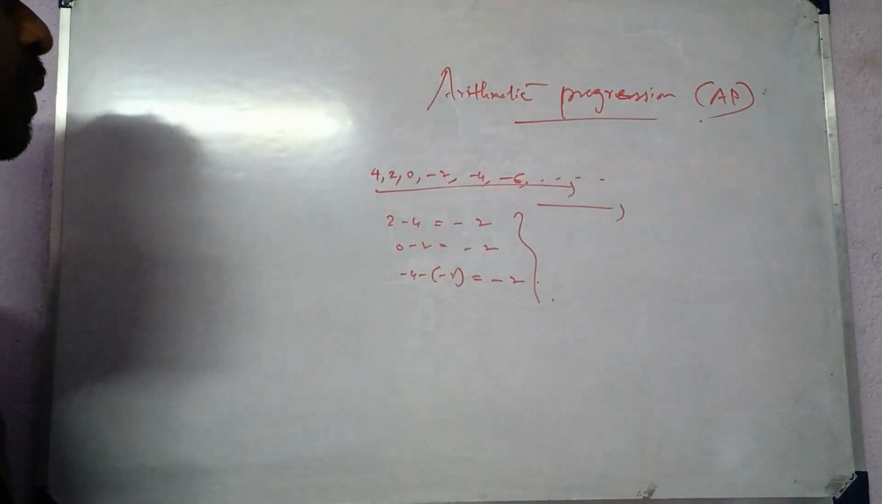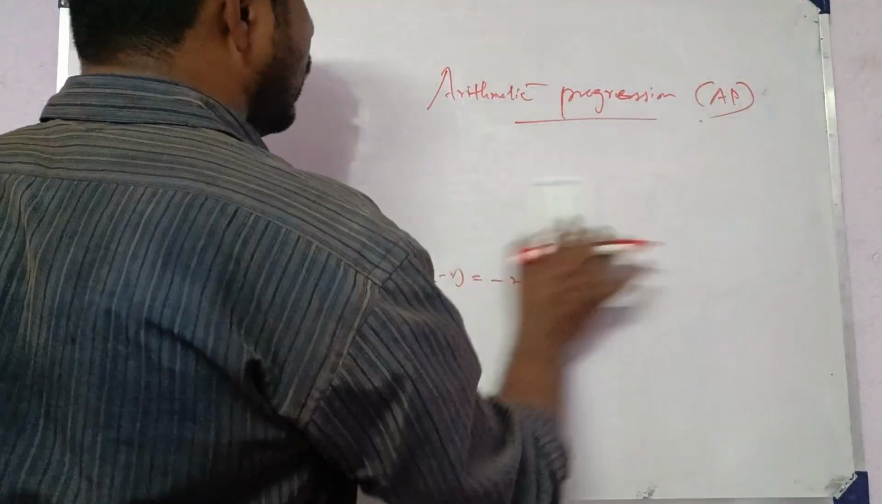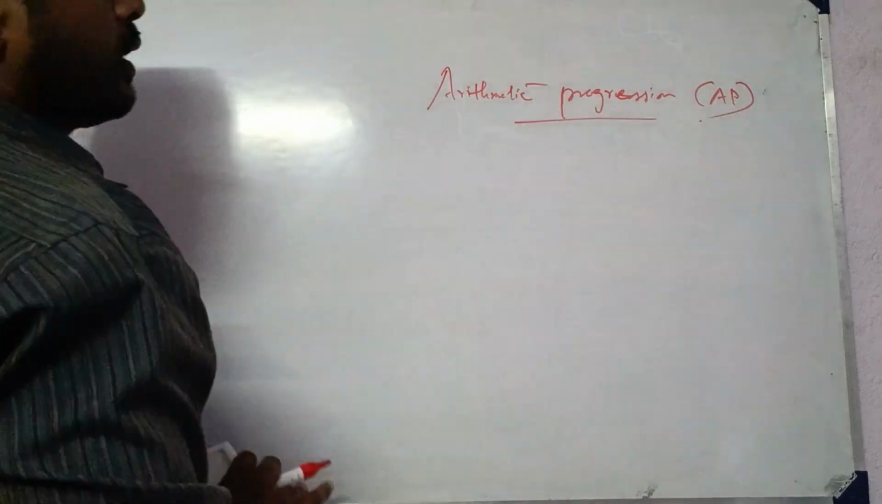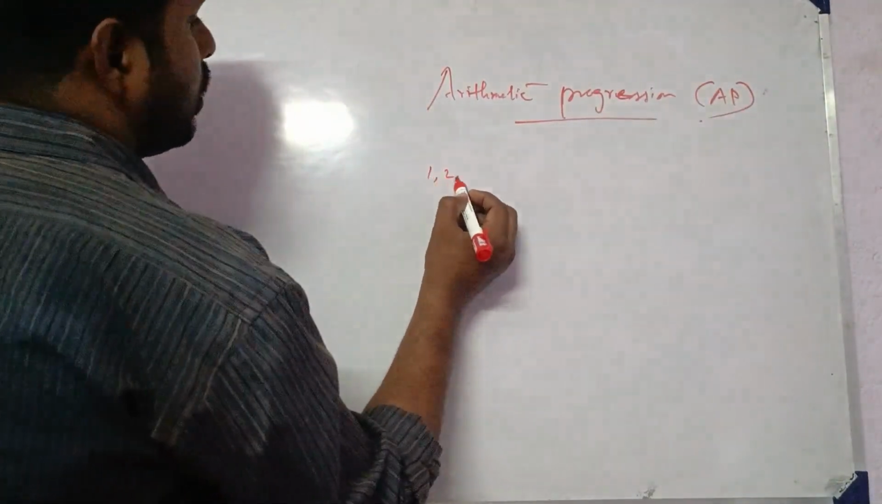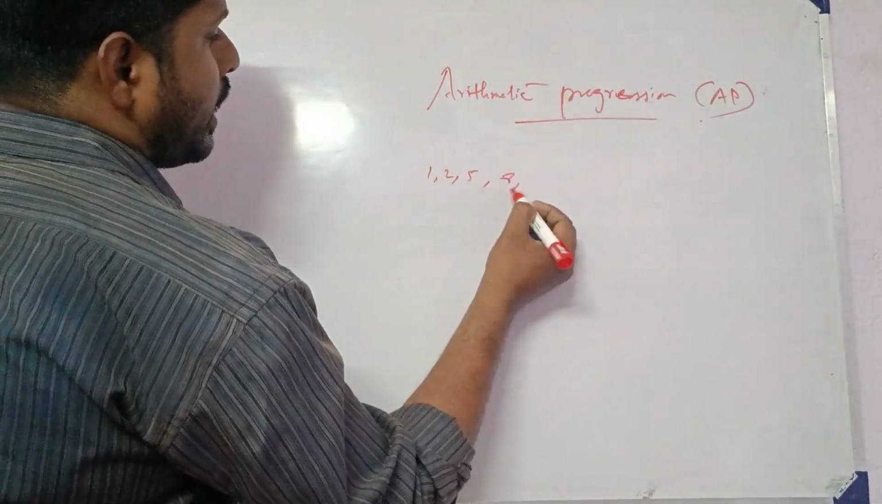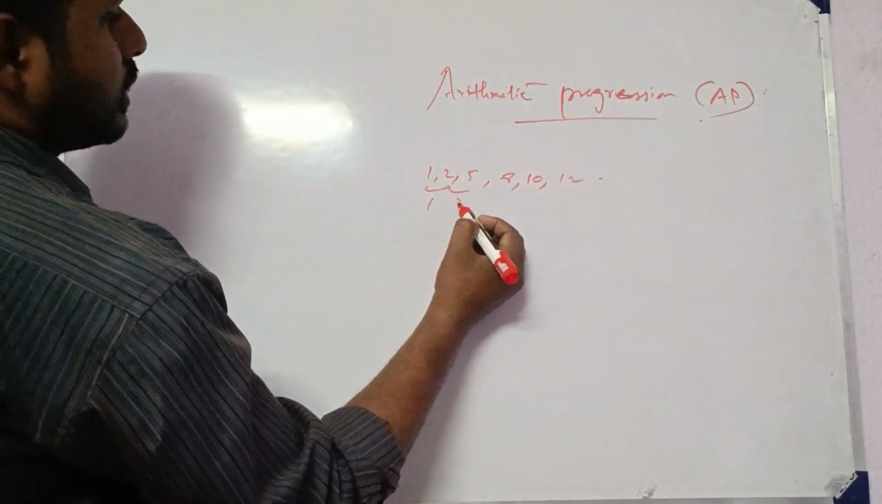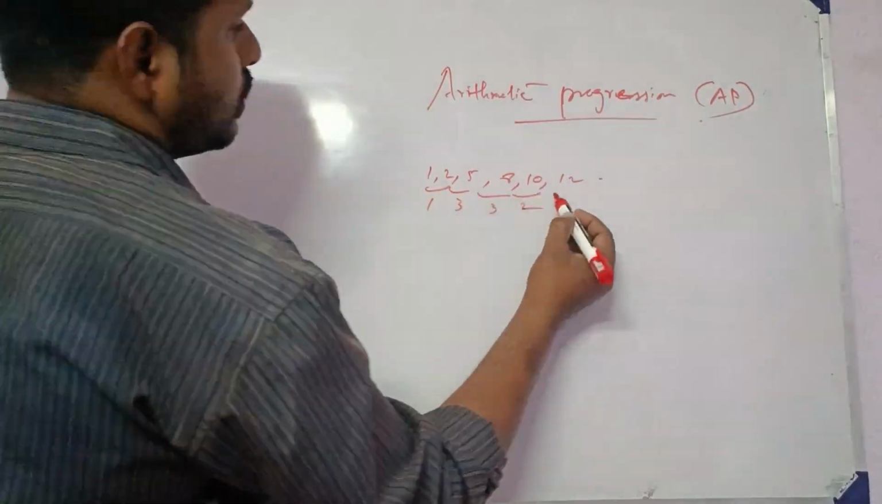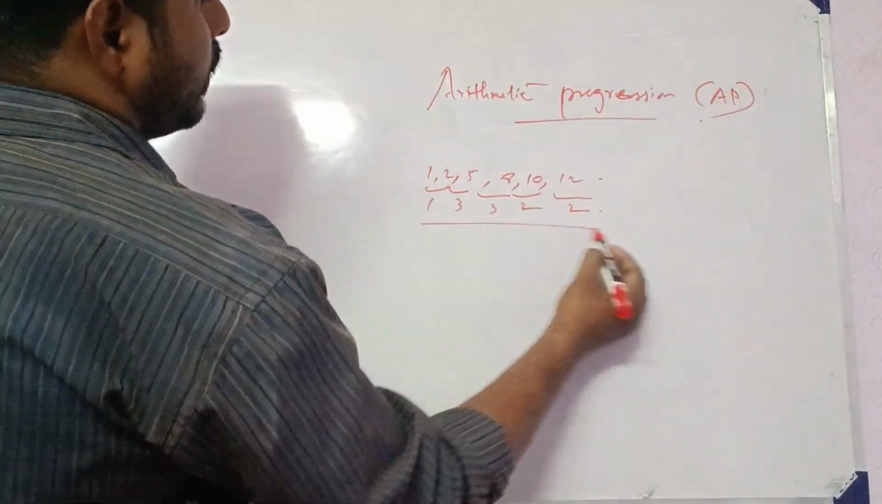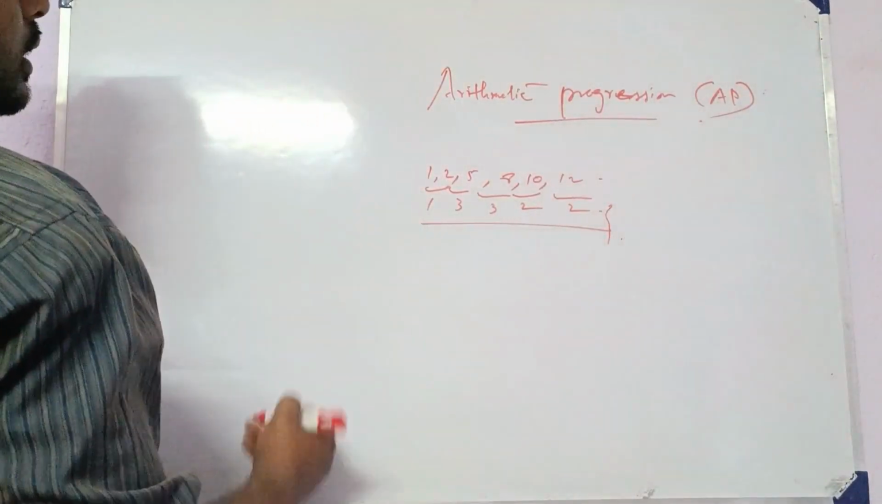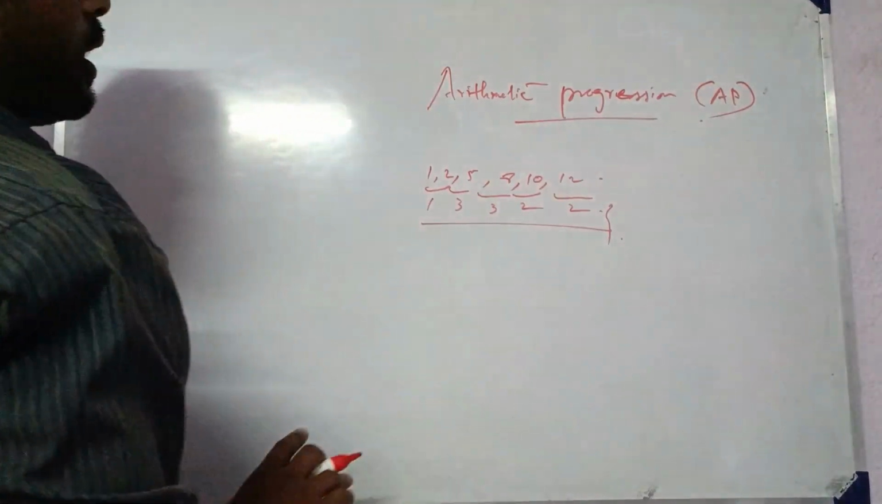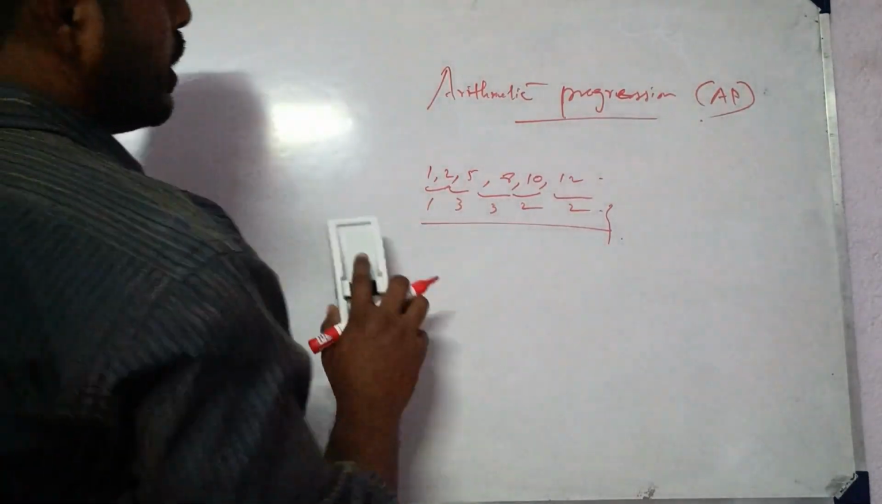So there are other such kinds of progression, 1, 2, 5, 8, 10, 12. See, the difference is 1, the difference is 3, the difference is 3, the difference is 2 and the difference is 2. Here the difference is not the same. Hence though it is a sequence, it is not an AP.